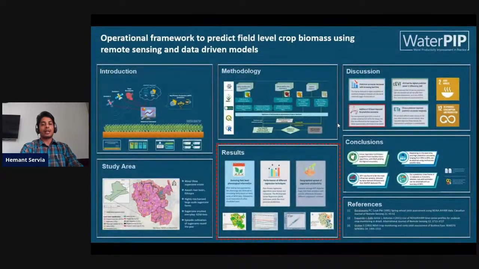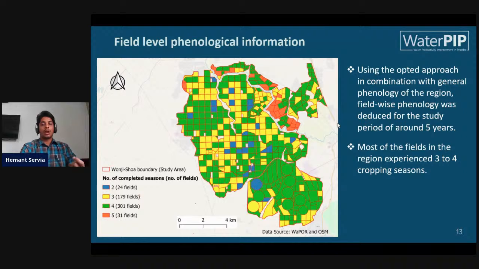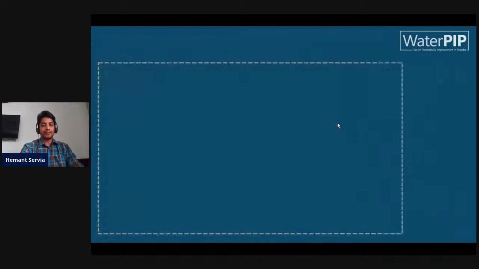Coming to the next section, that is the result section. Now this presents the fields with their completed number of cropping seasons during the study period. Importantly, the general phenology of the region was important and thus considered while deriving field level phenology. As observed, most of the fields in the region experience 3 to 4 cropping seasons, highlighted with yellow and green colors. However, and notably, the red fields with 5 cropping seasons were mainly located in the northeastern part of the study area, which we will discuss why later.